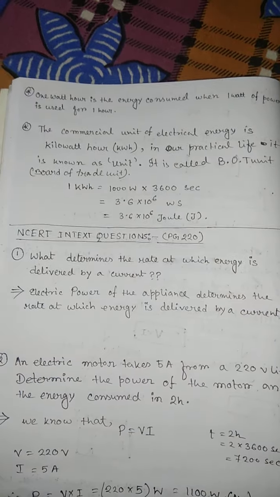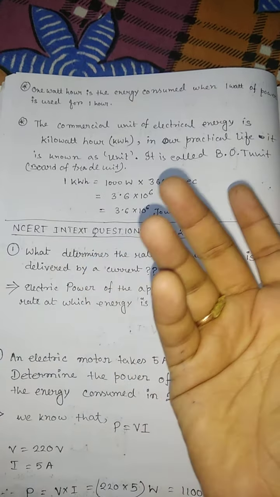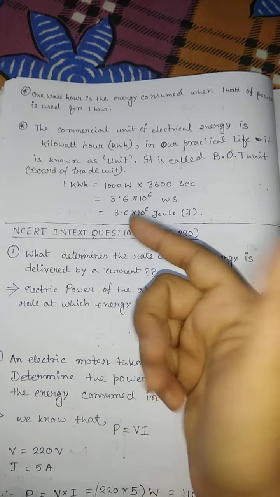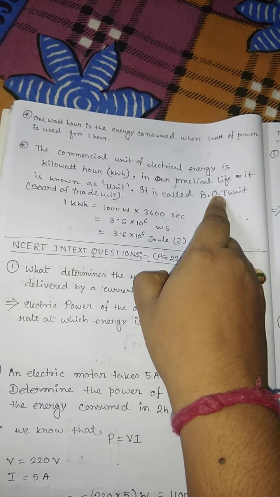Clear? So what is the commercial unit of electrical energy? Kilowatt hour. In normal life it is called a unit. So 1 unit equals 1 kilowatt hour. Another name is the BOT unit, which means Board of Trade unit.